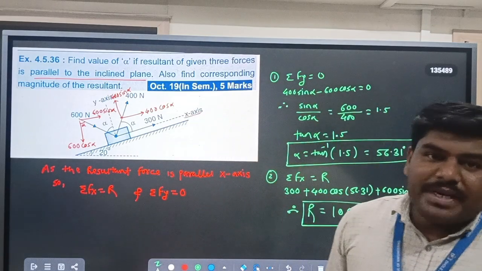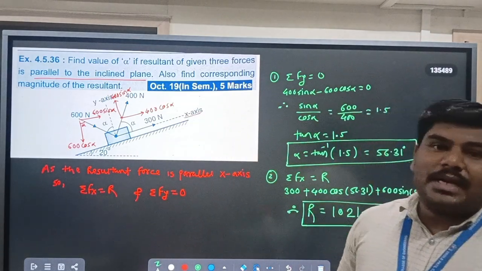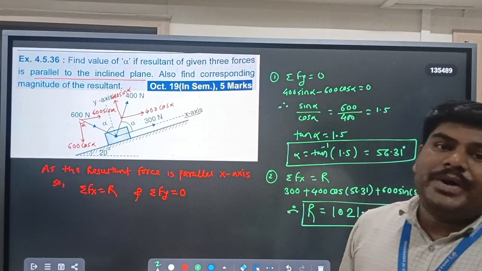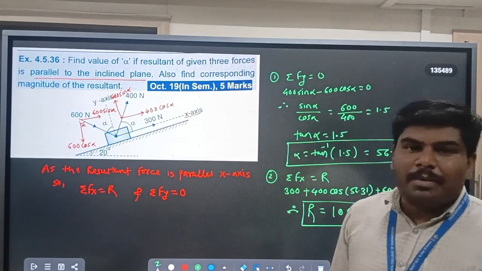So it is very simple. What is the twist? The resultant is given in the horizontal direction. In the previous problem, the resultant was given in the vertical direction. So that point you have to remember.